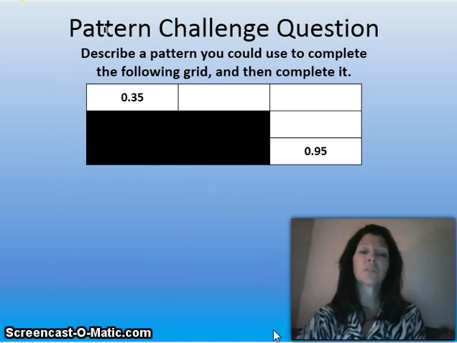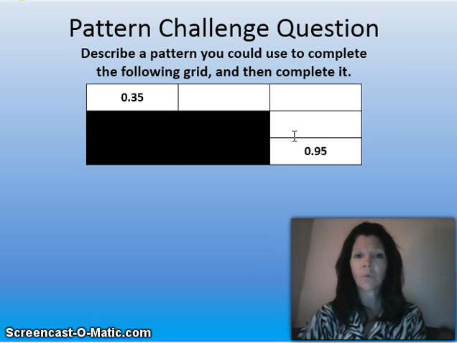All right, your challenge problem for tonight. I want you to recreate this grid in your journal. Answer the question. It says to describe a pattern you could use to complete the following grid, then complete it. So I want you to write down what the pattern would be, and then I want you to fill in the grid. Bring those answers tomorrow with you to class. We'll check your journals in class tomorrow. Make sure you also have your learning goal written down.